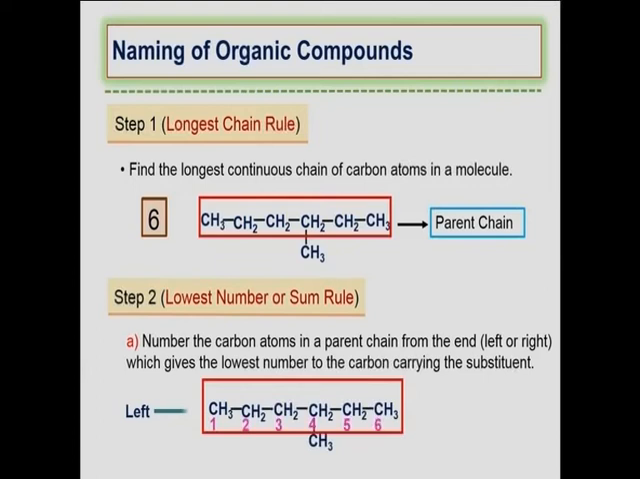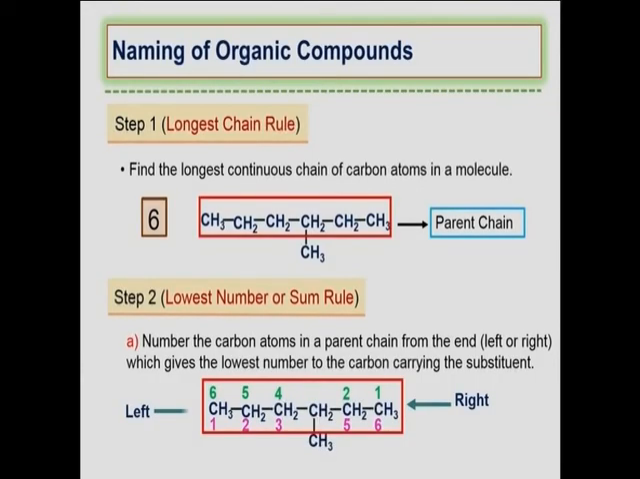And for numbering, you can either number from the left, or you can also number from the right. So if you number from the left, this is going to be your numbering, and if you number from the right, this is going to be your numbering. You can number from either left or right, but you cannot number from both directions. So, for that you need to consider certain conditions.